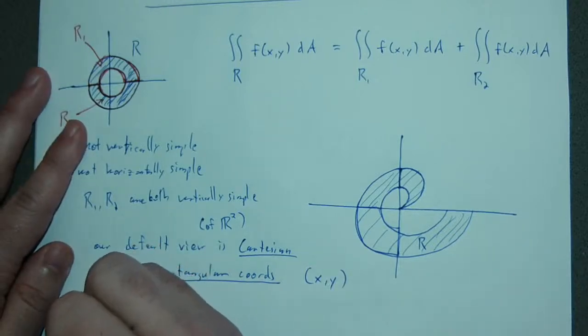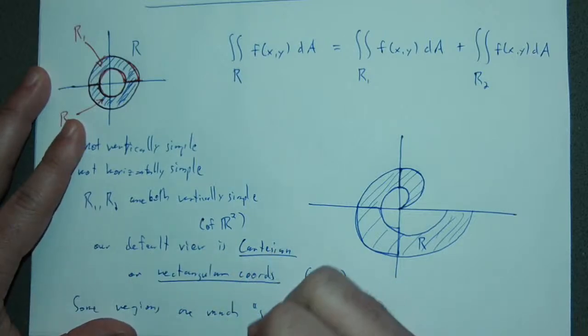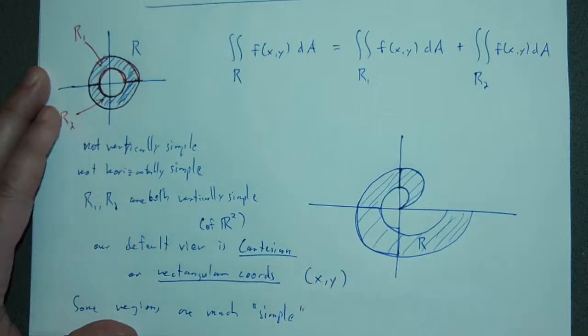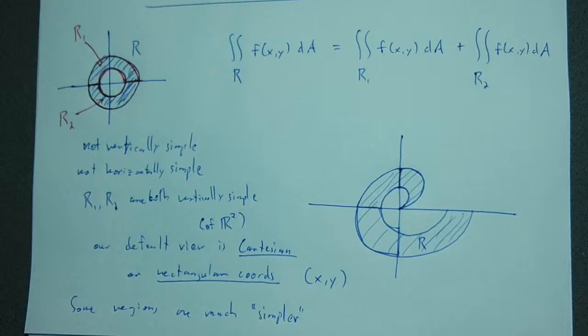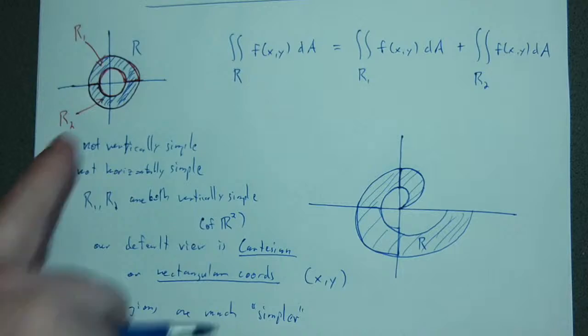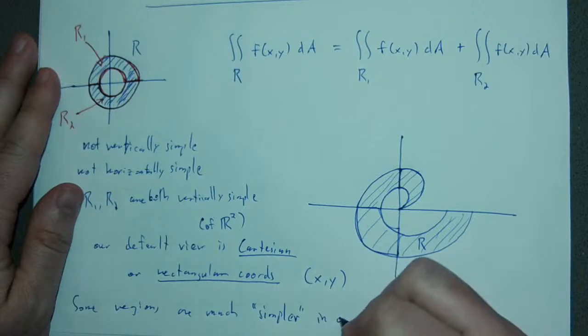So some regions are much "simpler," and I put quotes there because I am definitely drawing a parallel here between this term and what we mean when we say simple. Because that's going to be the case for a lot of these things, that they are going to turn out to be actually simple regions. So for instance, this in the coordinates we're going to switch to is going to be a rectangle. So this is going to be a rectangle in our new coordinates. Some regions are much simpler in other types of coordinates.